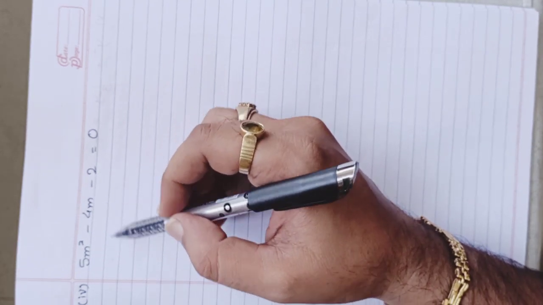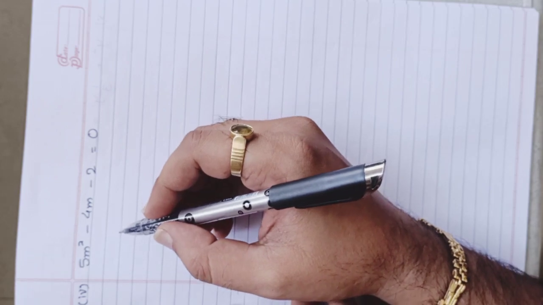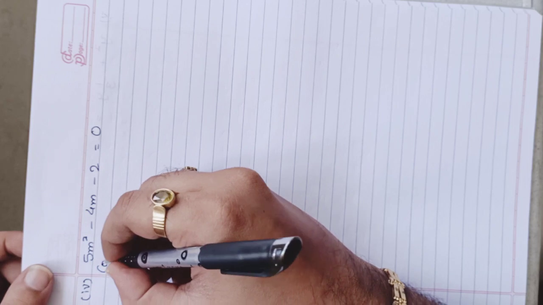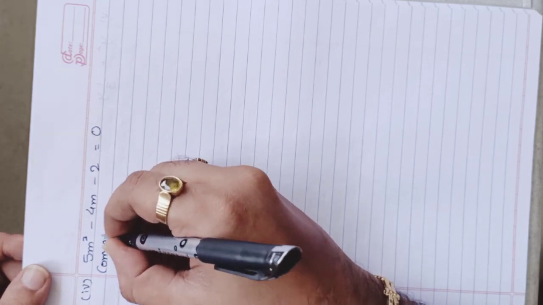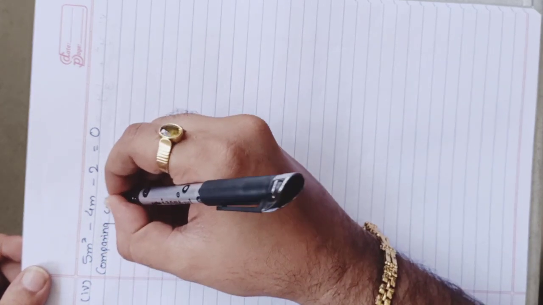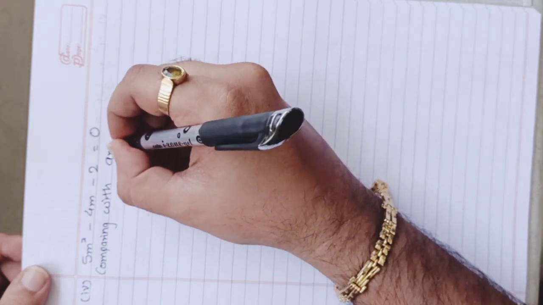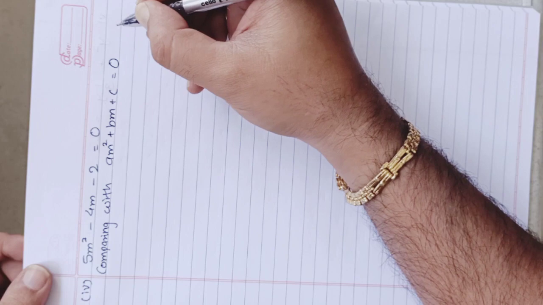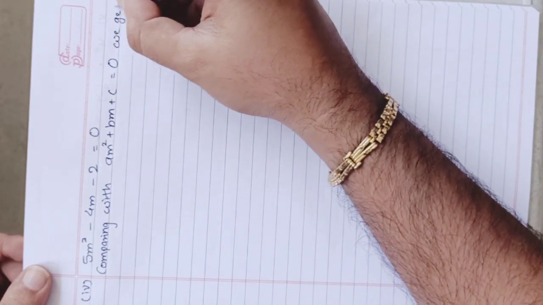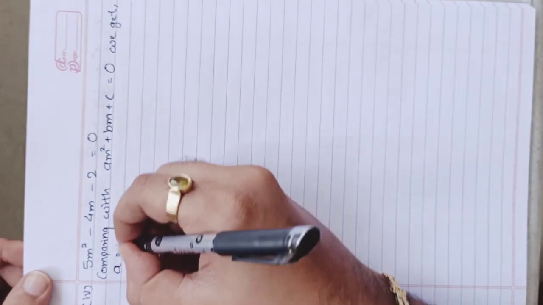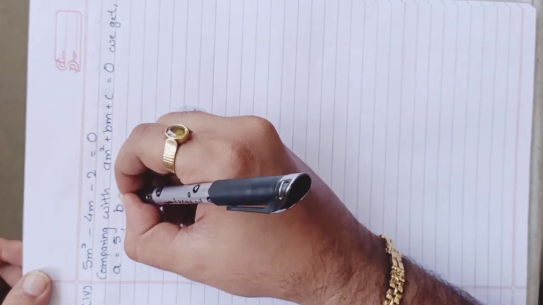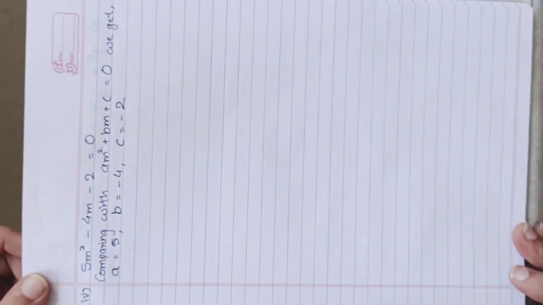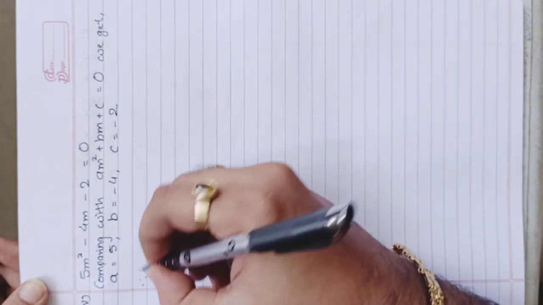So directly we have to compare with the index form ax square plus bx plus c equal to 0. Here the variable is m. So comparing with am square plus bm plus c equal to 0, we get a equal to 5, b equal to minus 4 and c equal to minus 2. Therefore we got the values.